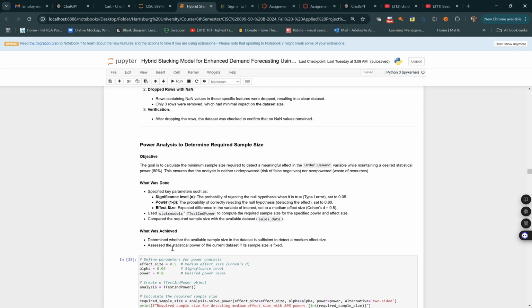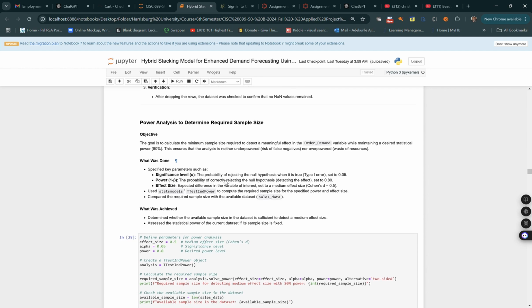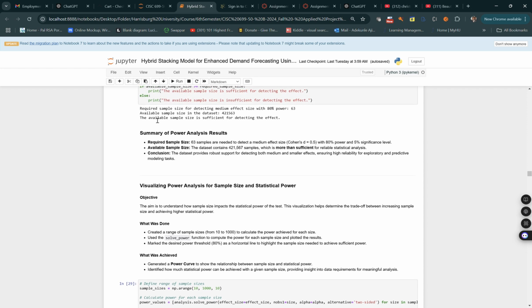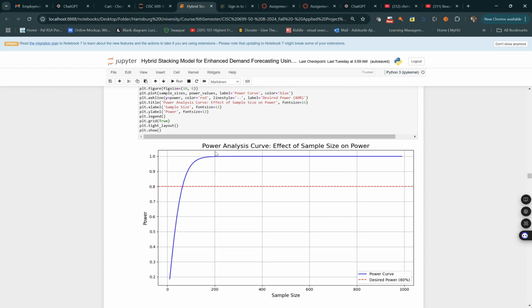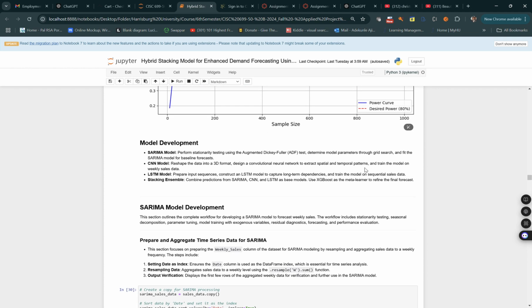So we also checked the power analysis to determine the required sample size. We discovered that the required sample size is for 80% power, and the available sample is 421,563. So this sample size is sufficient for detecting the effects for SARIMA. And here is the power analysis curve, which is actually okay for development.